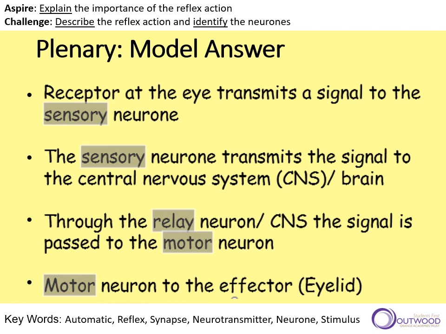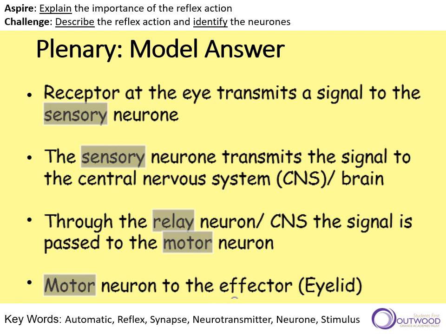It's 1 mark for each bit, basically. So if you got sensory, relay, motor neuron, you'd get 3 marks pretty much if you were able to describe exactly which one's going from what. So let's just go through that again. Sensory, receptor to CNS. Relay within the CNS. Motor from the CNS to the effector, which is what you'd get the 4th mark for.